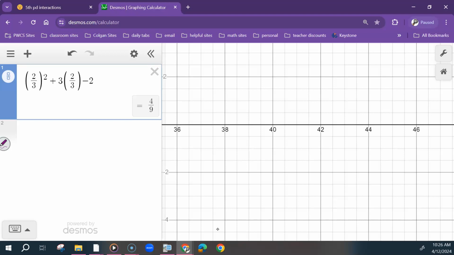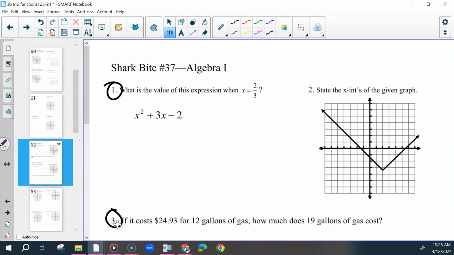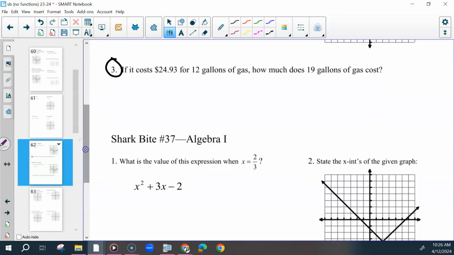Questions on that one? Okay. Number 3, we know this is the total for 12 gallons, and we need to know how much 19 costs. So if I had some variable x that would represent the price.